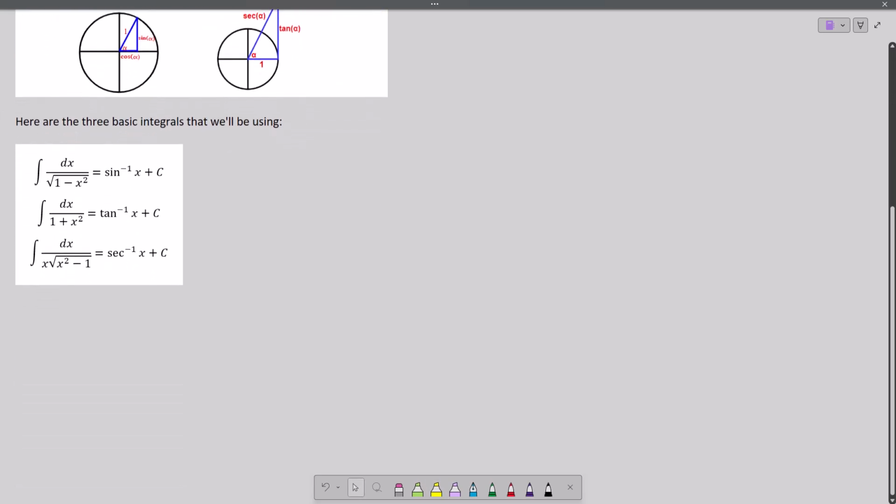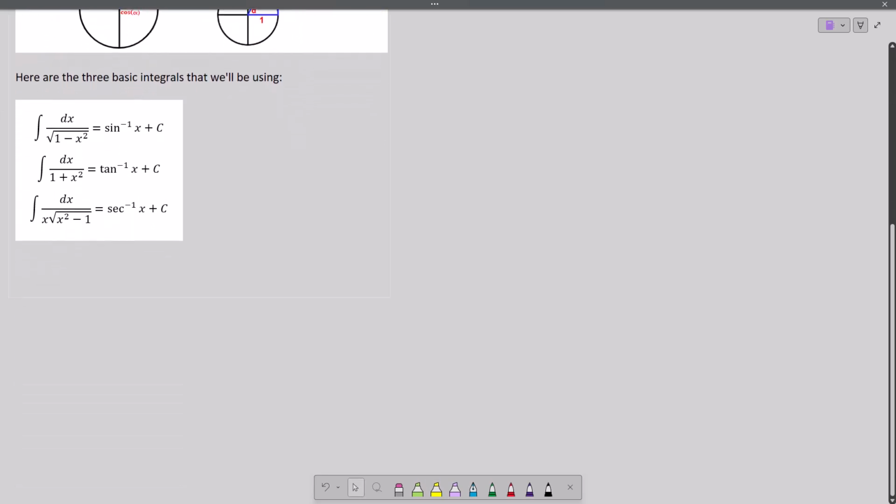So the three basic integrals we need to know are those ones. Those are the three basics we need to know. And it's way easier in my mind to memorize this when you have ones: difference of squares with the leading one, difference of squares with the trailing one, sum of squares. Sum of squares is inverse tangent. So those are the three.